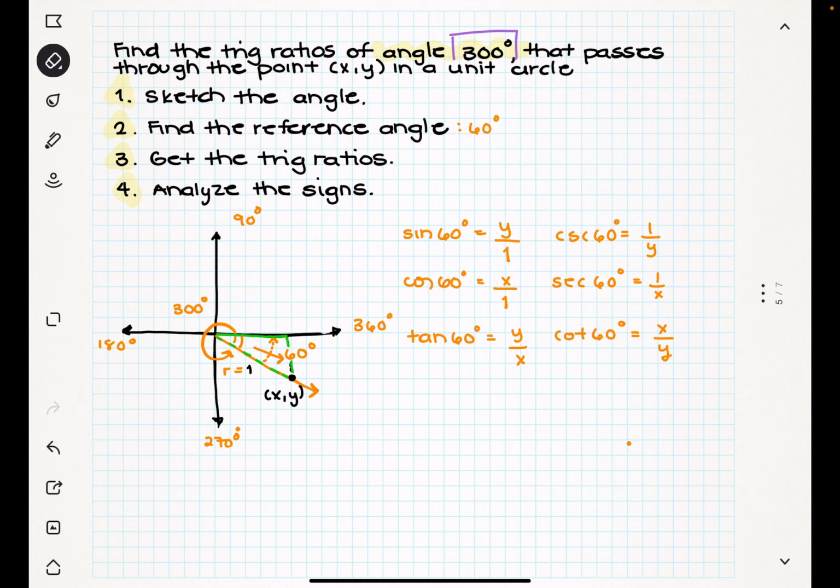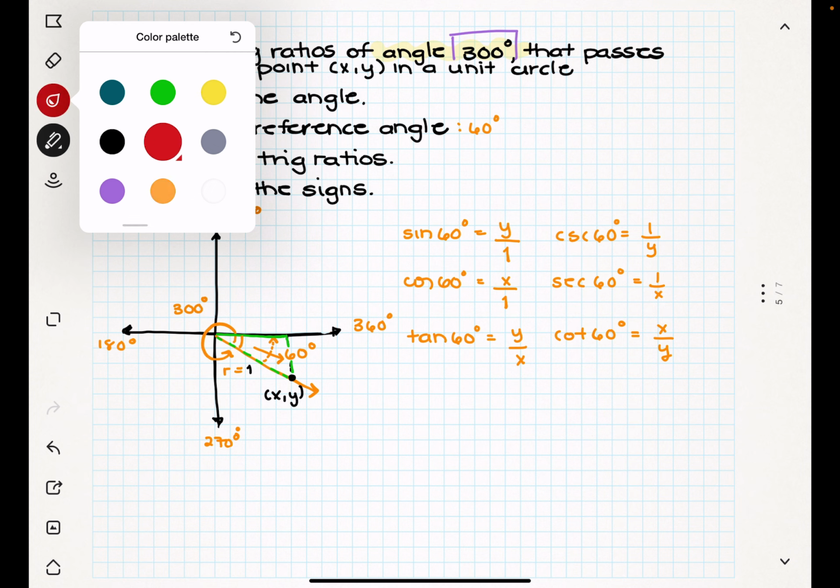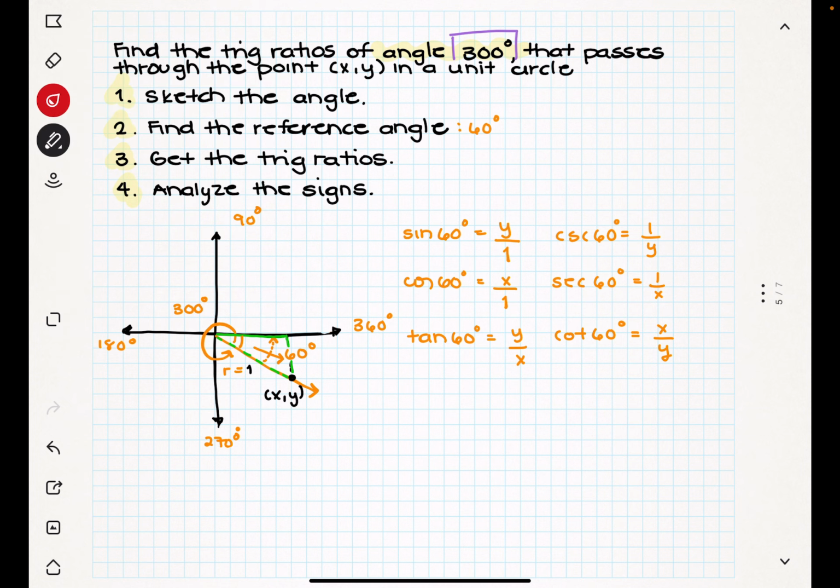Okay, so now we have that information of that triangle. Now I want to analyze the signs. Remember that in quadrant 4, my x is positive and my y is negative. So let's put the signs for each x and y. The radius is still 1. It is still a distance. It doesn't carry a sign. And see what my trig function is going to be.